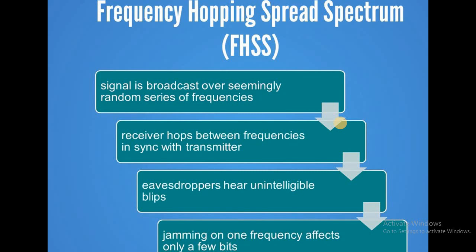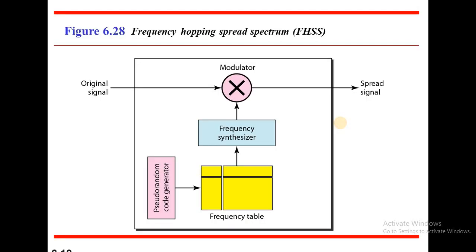A signal is then broadcast over a seemingly random series of frequencies. A receiver hops between frequencies in synchronization with the transmitter. Eavesdroppers hear unintelligible blips. Jamming on one frequency affects only a few bits. This is a model of the FHSS.